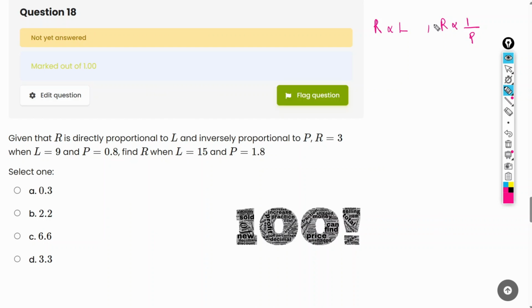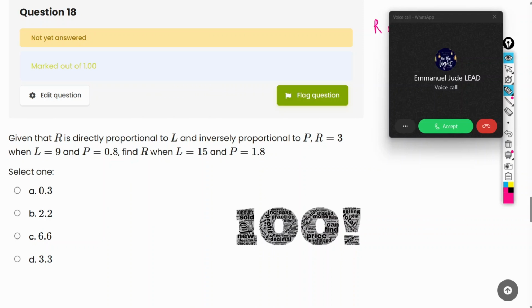This is a joint variation setup. So we can say R will be proportional to what? L over P when you combine them, which means that R would equal KL over P.